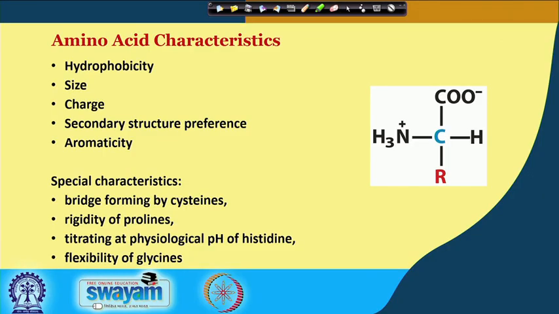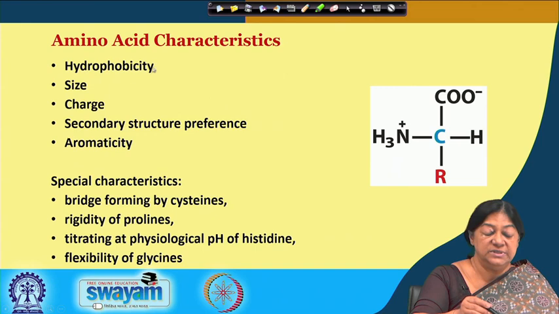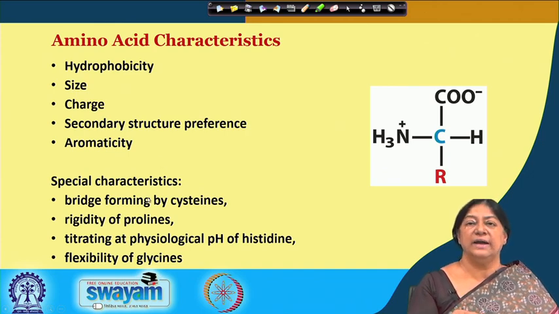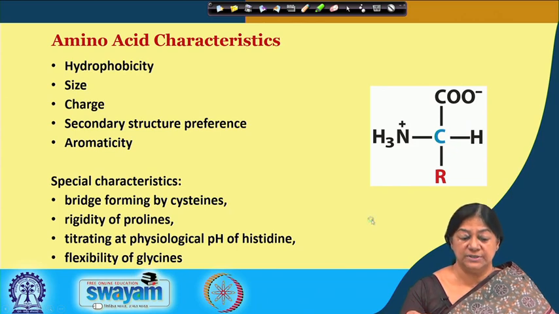So, if we look at amino acid characteristics, we see that we have this specific structure for the amino acid, where we have what is called the alpha carbon, a hydrogen, an amino group and a carboxyl group attached, which is common to all amino acids. The difference we find is in the R group that actually determines the hydrophobicity, the size, the charge, the secondary structure preference, the aromaticity and other special characteristics, which we will come to as we study more about proteins.